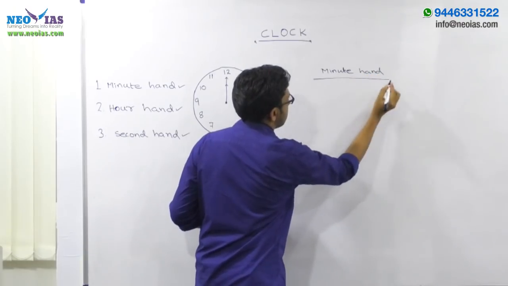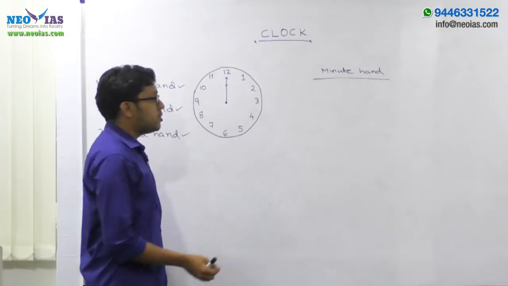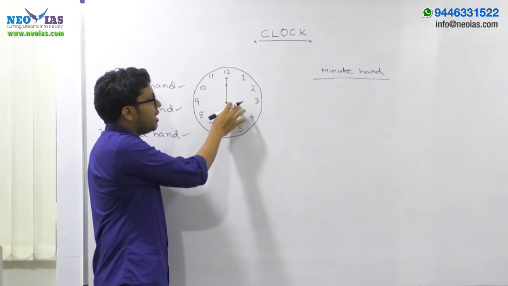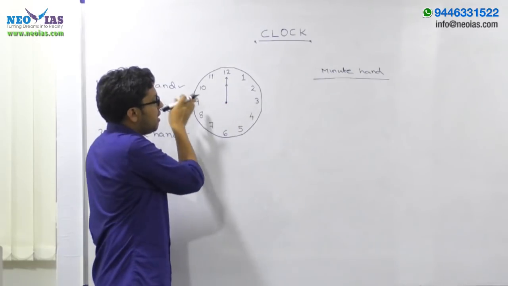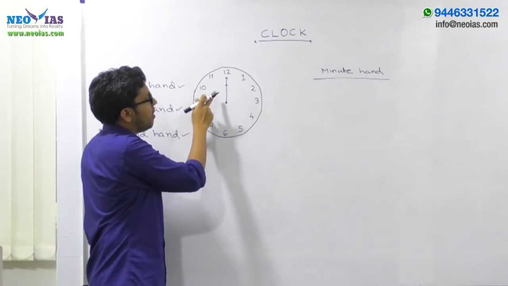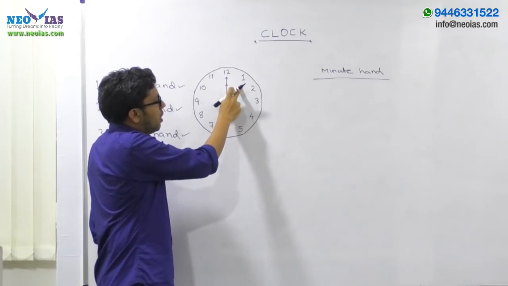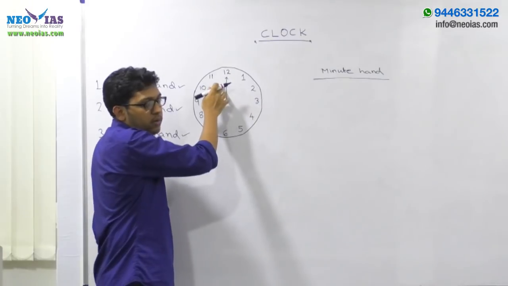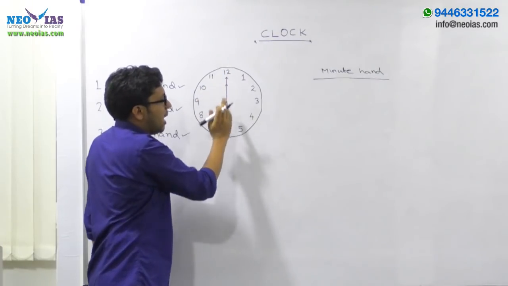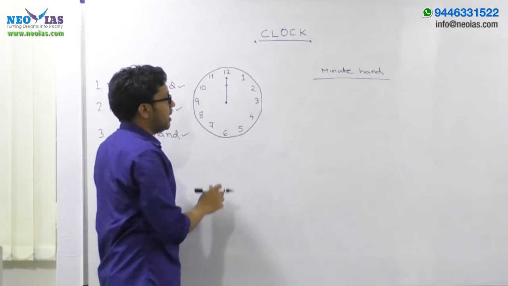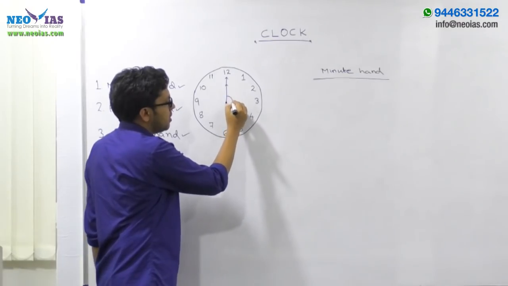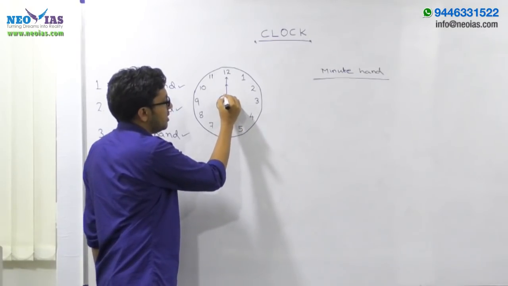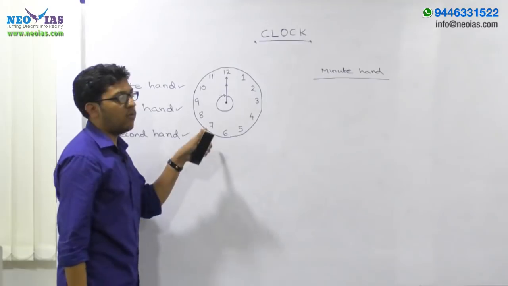Minute hand. We know that minute hand swipes 360 degrees in 1 hour. That is, if we are considering the movement of minute hand from 12 o'clock to 1, 2, 3, 4, 5, 6 up to again coming to 12, that is, for 1 hour a minute hand swipes 360 degrees. It's going like this for 1 hour.